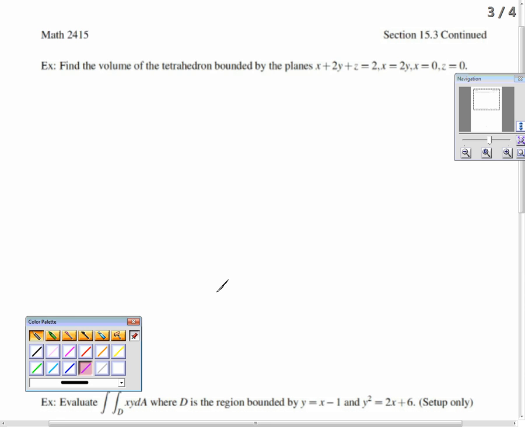When I'm doing a volume, all I know at this point is volume is the double integral of z dA, dx dy or dy dx. So I need to find what z is first. 2 minus x minus 2y. Z is 2 minus x minus 2y. I want to know it lies under this, right?